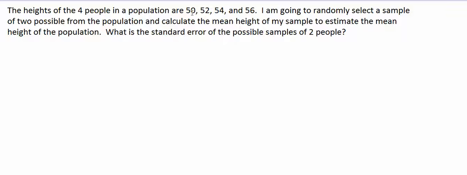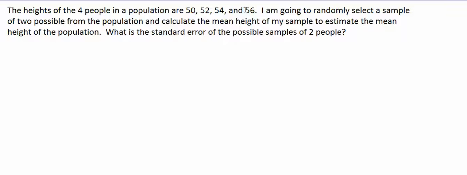I wanted to go through a couple of standard error problems with you. This is a standard error word problem, just like the problem that I showed you in the video. This problem says that the heights of the 4 people in a small population are 50, 52, 54, and 56.